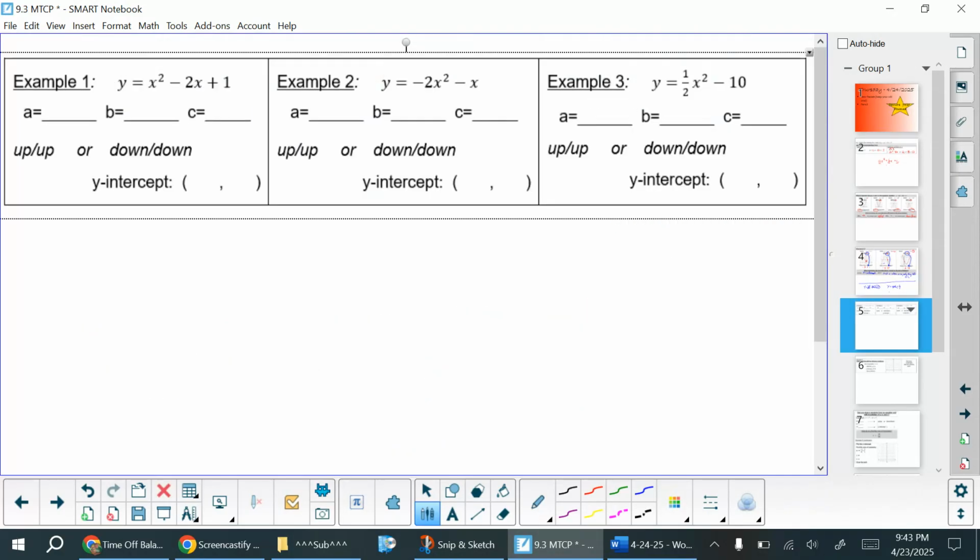Okay, so here we're going to do our first two examples of just identifying a, b, and c, whether the graph goes up, up, or down, down, and the y-intercept. I'm going to do the first one together, and then we'll pause the video, and you can do the next two on your own, and then we'll check them.